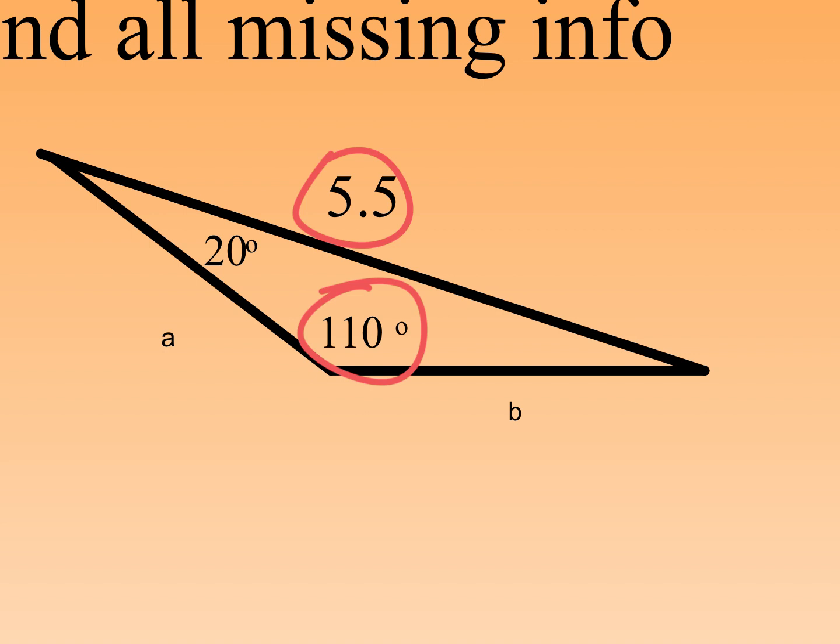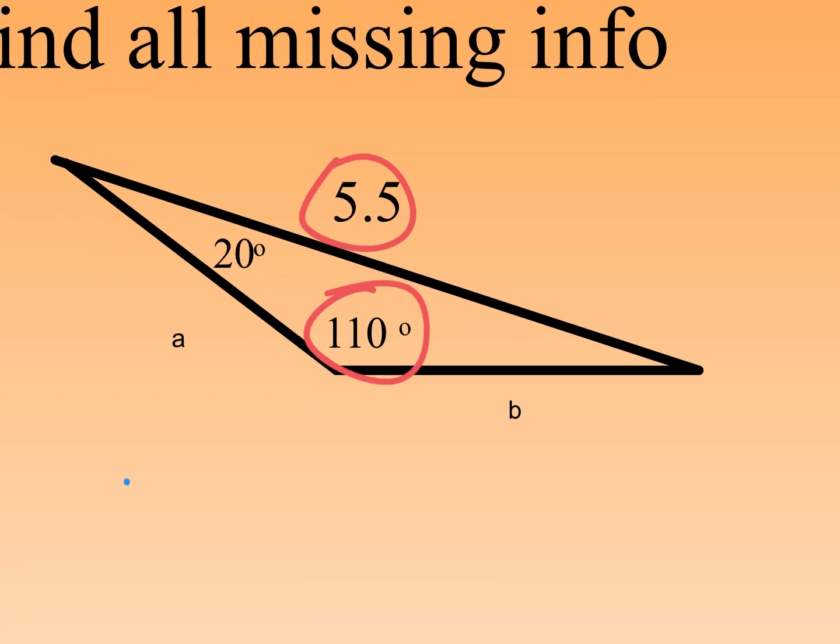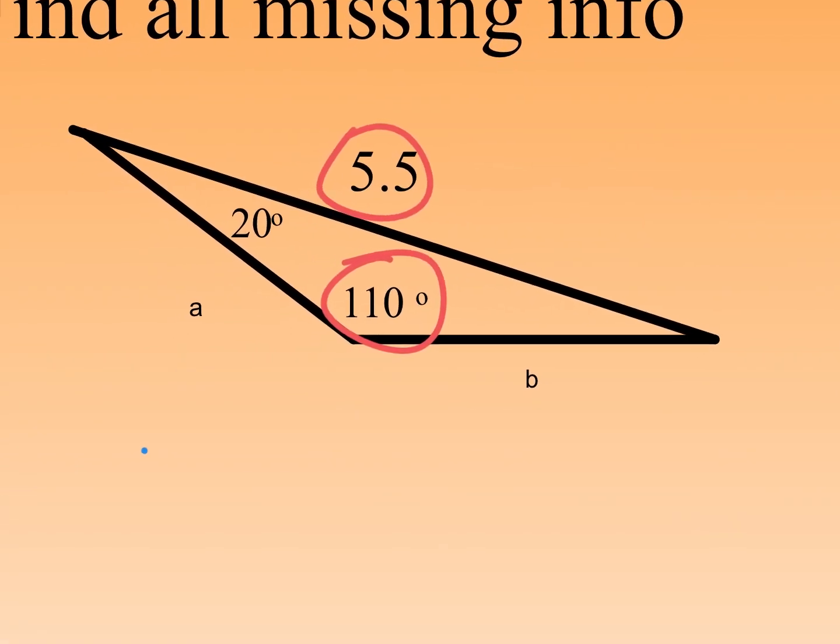You get what I mean? Lucas, what's the third angle then? You work on that while I'm setting up the law of sines. Oh, and it says all the missing info. I'm personally going to start by solving for A. The third angle is 50 degrees. All right.